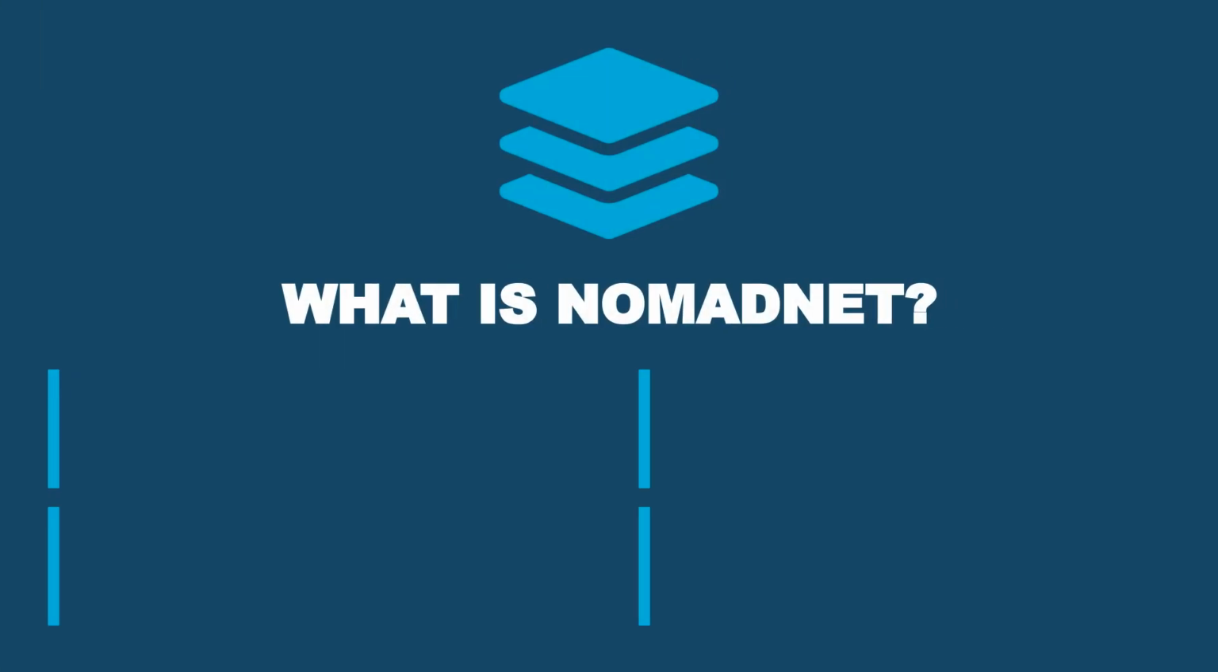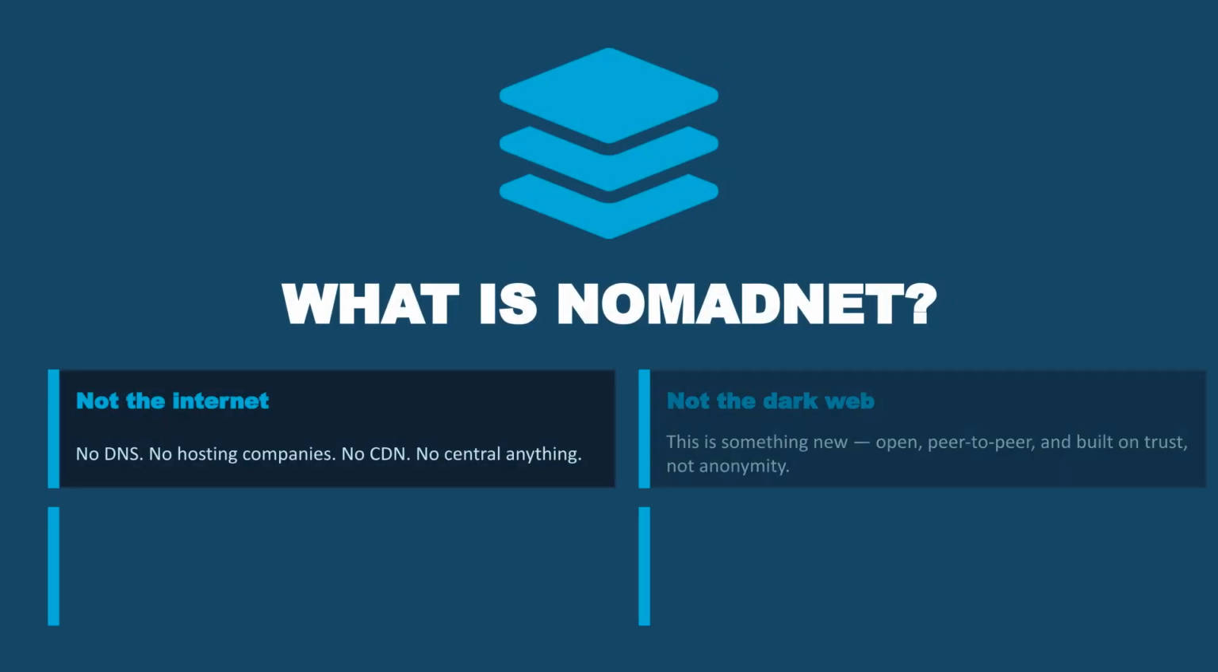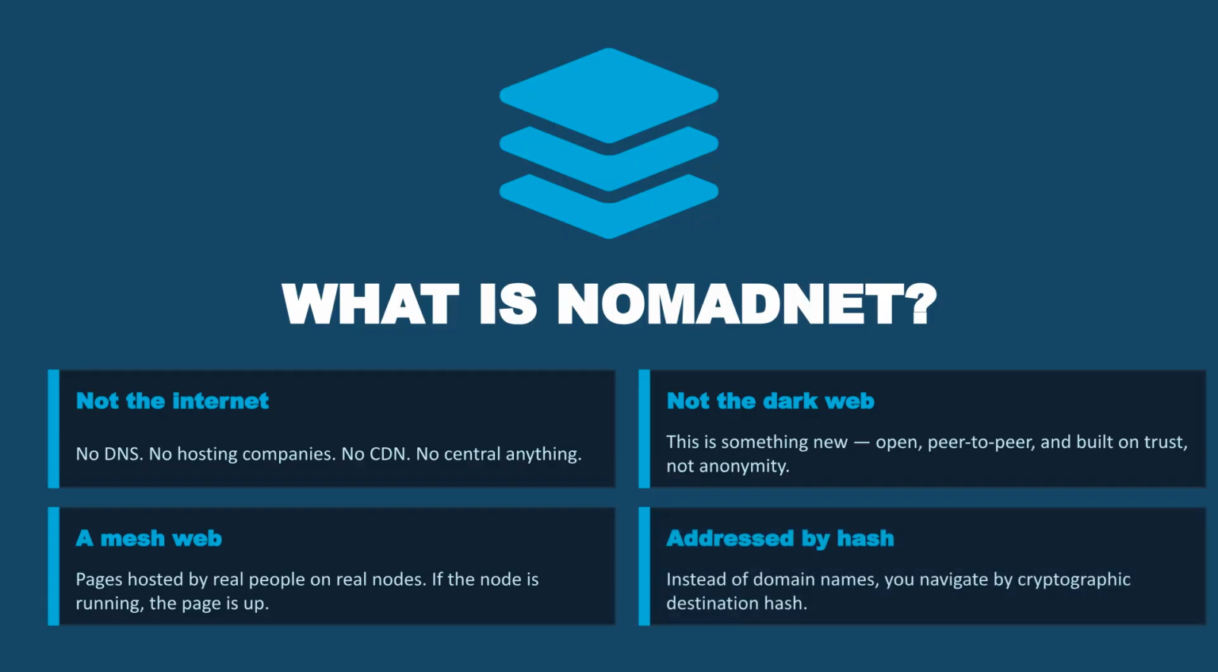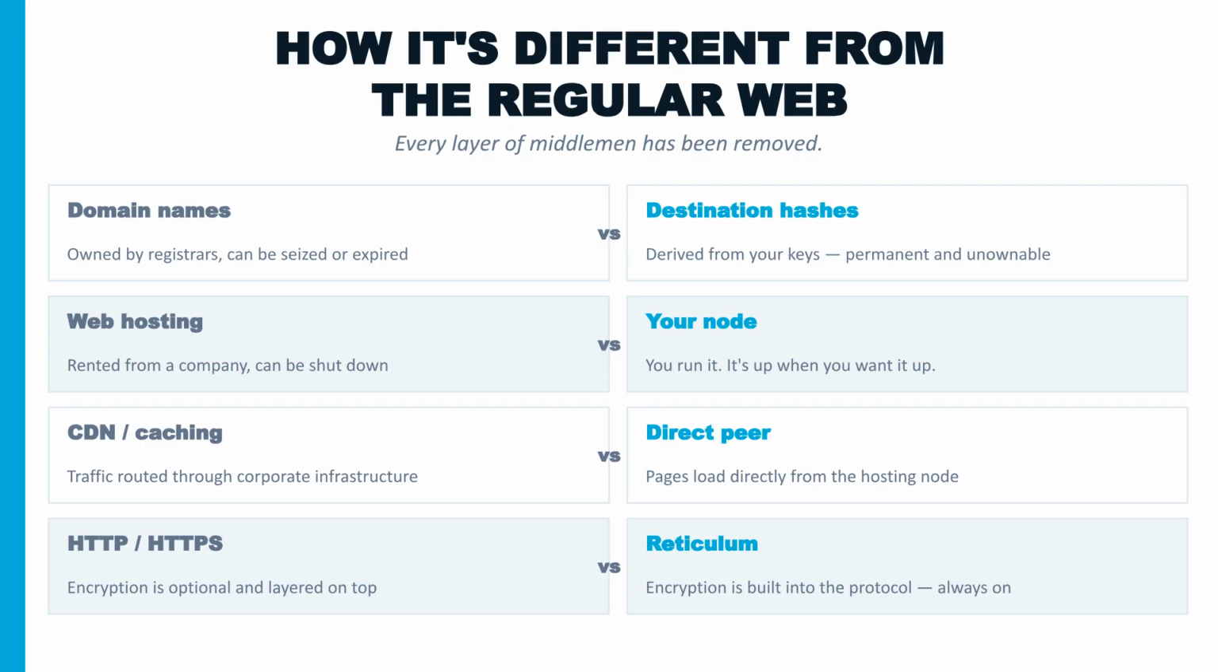What is NomadNet? It is not the internet, but rather a new, open, peer-to-peer network built on trust, not anonymity. It is a mesh web where pages are hosted on real nodes, addressed by cryptographic destination hash instead of domain names. NomadNet is different from the regular web because every layer of middlemen has been removed.